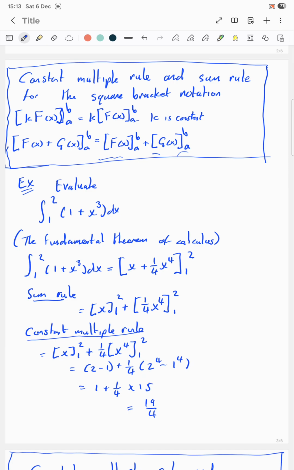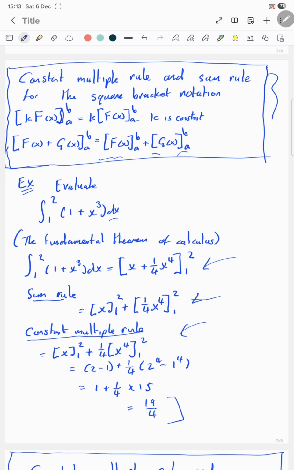Evaluate the definite integral between 1 and 2 of 1 plus x cubed dx. Now the fundamental theorem of calculus gives this, the sum rule gives this, the quotient rule gives this, as we've defined up here, which when you go through all that, our exact value is 19 over 4.